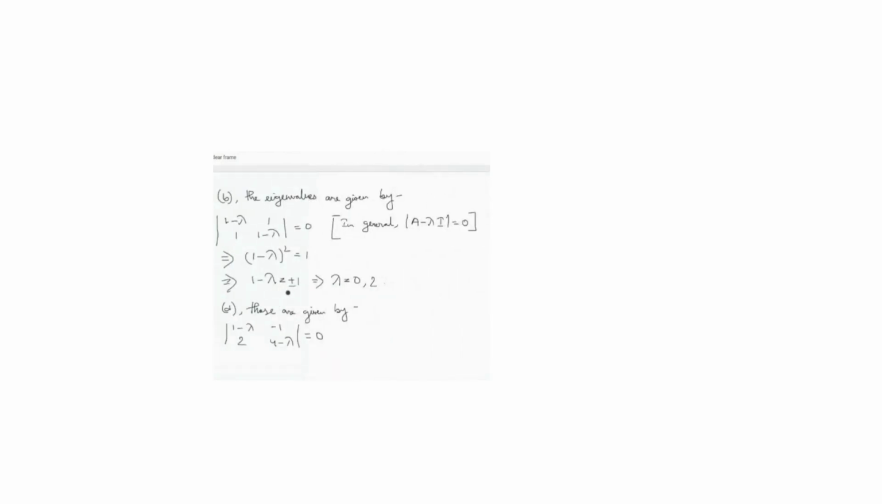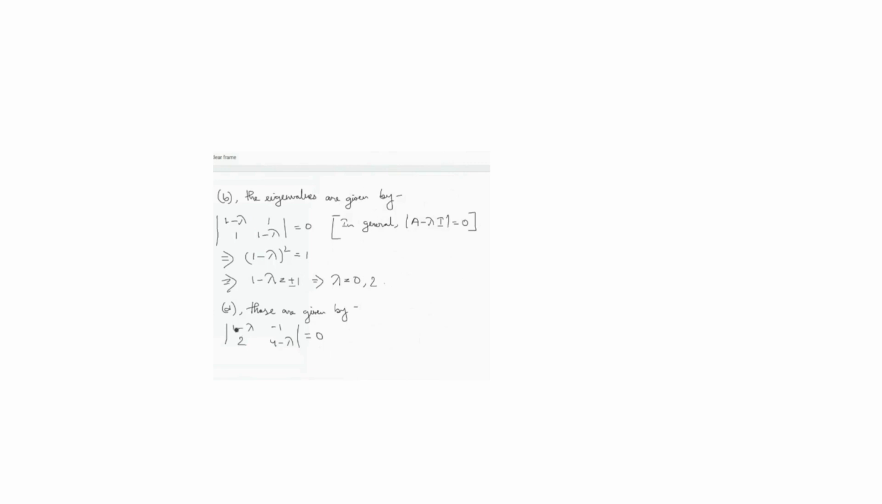I've written the same thing here, that in both A and C, they are upper triangular, so the eigenvalues are the diagonal elements. In part B, the eigenvalues in general of a matrix are given by solving the equation determinant of A minus lambda I is equal to 0, where A is the concerned matrix and I is the identity matrix. So we have A minus lambda I here, and we have equated its determinant to 0. By obtaining the determinant, we can observe this is (1 minus lambda) squared minus 1 is equal to 0. So 1 minus lambda is just plus or minus 1, and lambda is 0 and 2. So the eigenvalues are distinct.